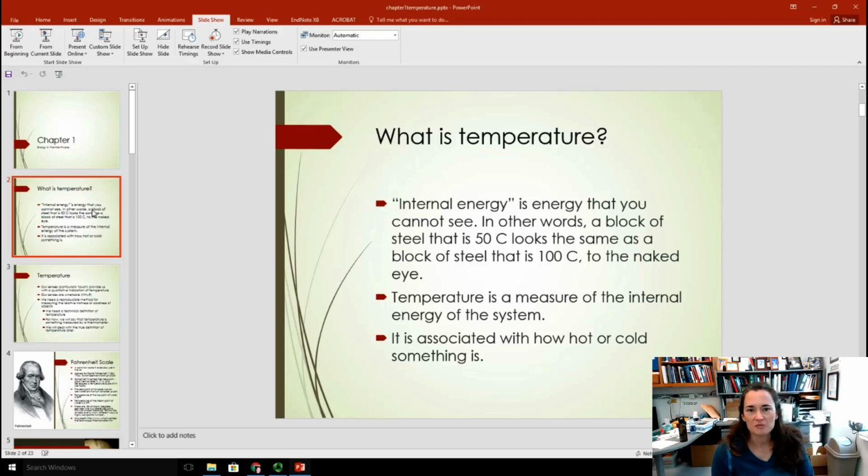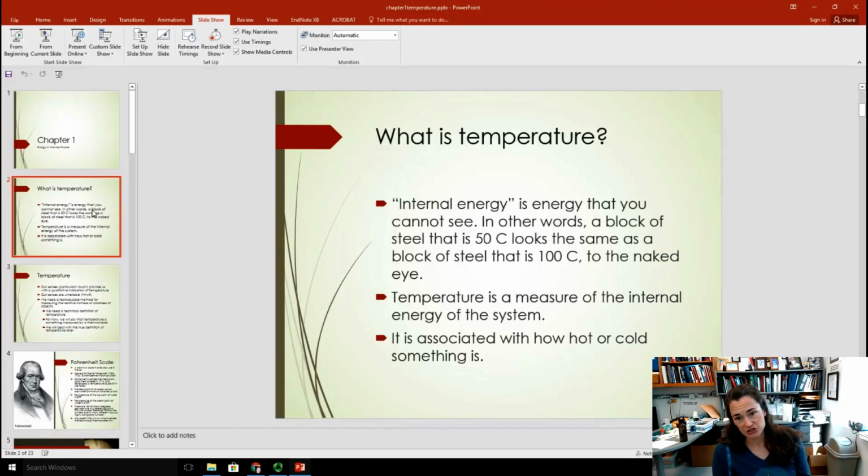So to start off, to define temperature, first a disclaimer: we're going to define temperature a little bit later. We're going to give the mathematical definition of temperature in a later chapter. But for now, we need a working definition to get started. The working definition for temperature that we're going to use is that temperature is a measure of the internal energy of a system. It's one measure, there's others as we're going to see, but temperature is the measure of the internal energy of the system. Now, what is internal energy?